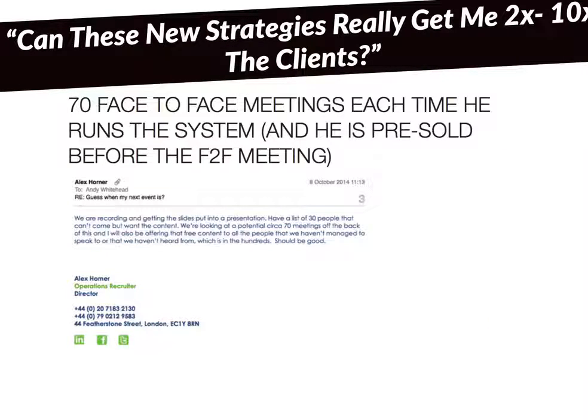Now, if you're saying to yourself, can these strategies really get me 2x to 10x clients? Yes, they can. Look at this. We're recording and getting the slides put into a presentation from the webinar. I have a list of 30 people that can't come but want the content. We're looking at potential circa 70 meetings off the back of this. I don't know how long it takes you to get 70 meetings. How many calls does your business need to make? This was a one-man business when he started. He's now trebled. Well, he's done more than that now. 70 meetings off one strategy.